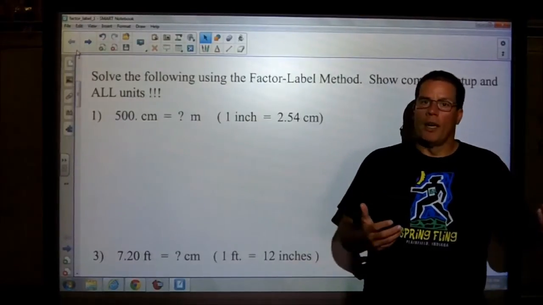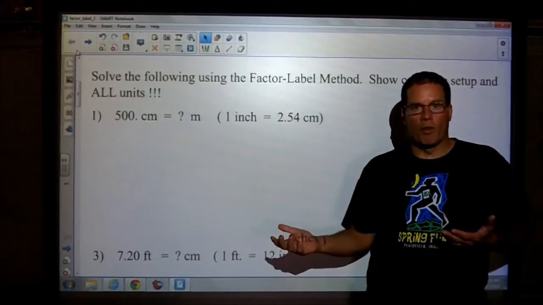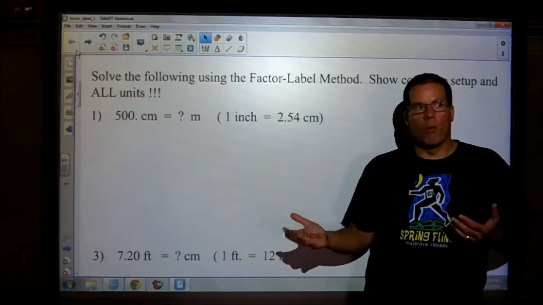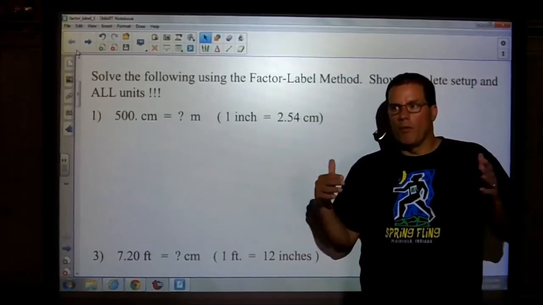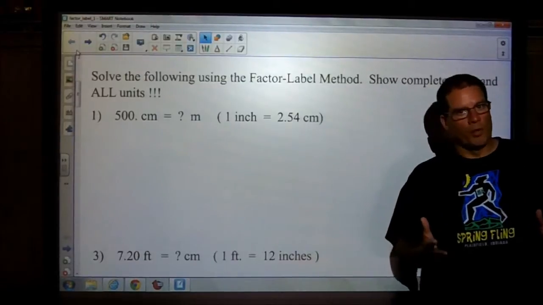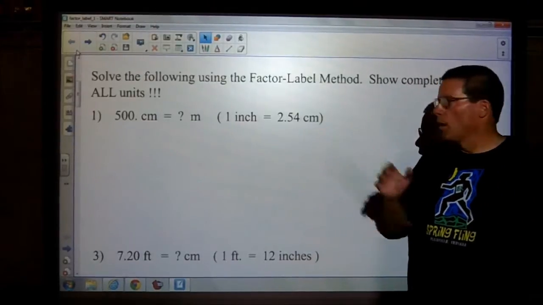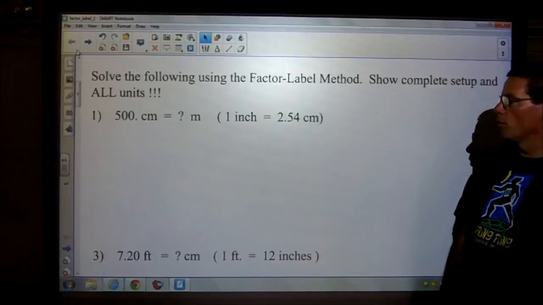In other words, if you have 1 meter and you want to convert that into yards, you don't just say, oh, well, 1 meter and 1 yard are the same thing. They're not the same thing. They're different in their size. They're close, but we want to make sure that we're using the actual conversions.